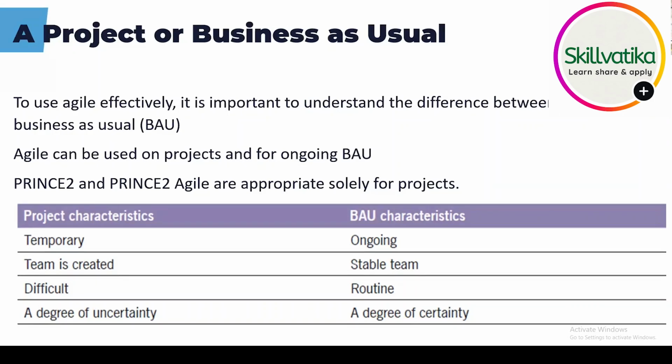Characteristics of a project: temporary. A team is created. They will have some difficult concepts, and there will also be some degree of uncertainty. Business as usual: routine, day-to-day tasks, ongoing, repetitive tasks. You have the same people doing it over and over, a stable team, and quite often we know what needs to be done. It's just a case of plowing through it. So know the characteristics of BAU and projects.